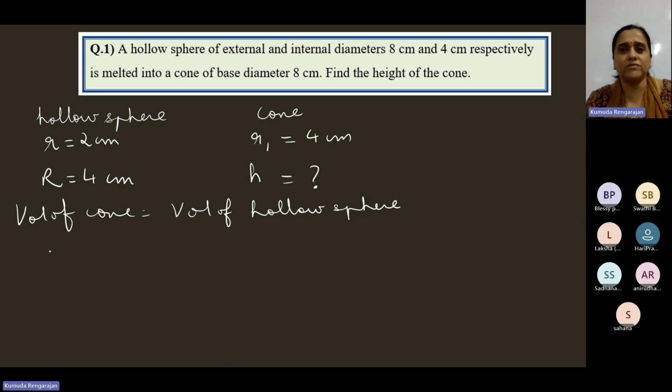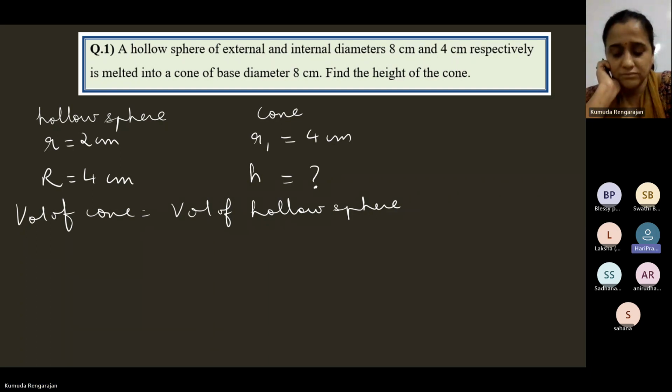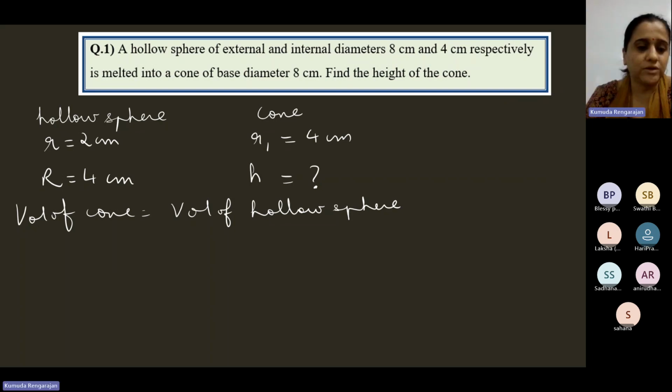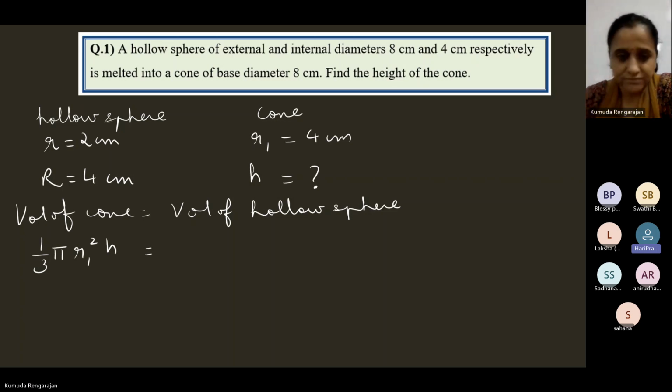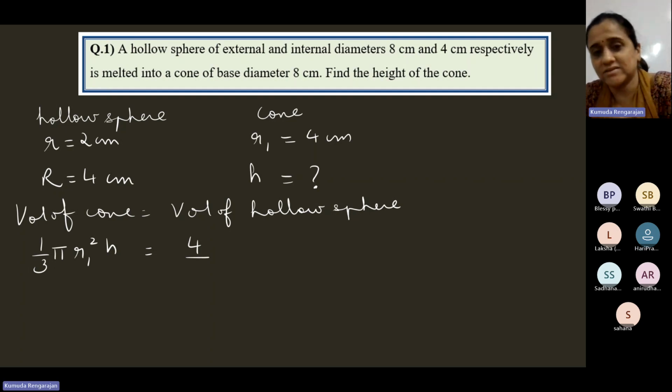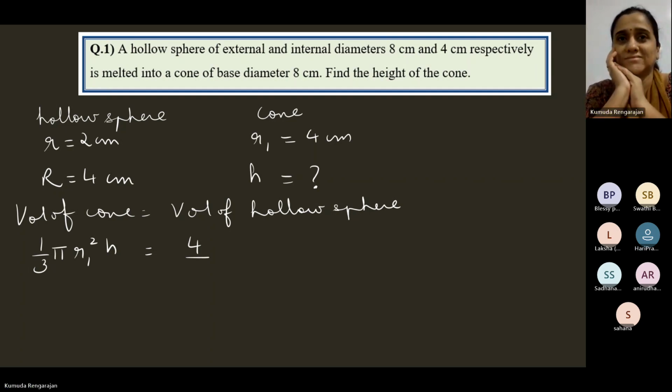Then what's the formula to find the volume of a cone? Anybody online tell me? Volume of cone formula? Yes, 1/3 pi r square h. Very good. 1/3 pi r1 square h is equal to what's the volume of a hollow sphere? Online? 4/3 pi r cube. No. This one has 2 radius. Tell me.